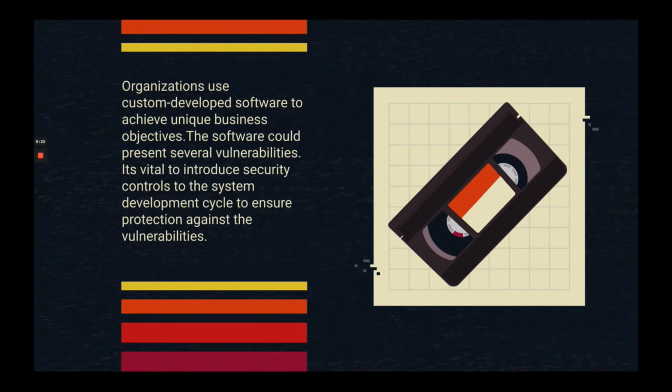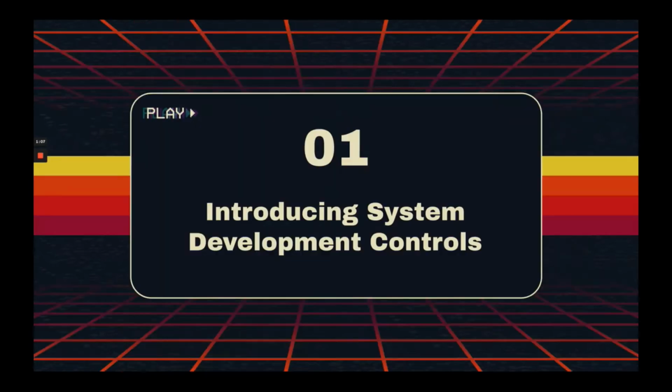To start, a little phrase from chapter 20 that I really liked. Organizations use custom developed software to achieve unique business objectives. The software could present several vulnerabilities, and it's vital to introduce security controls to the system development cycle to ensure protection against the vulnerabilities. Since this is a security course, it's interesting that this chapter is focused on the security implemented in the software development processes. Firstly, we're going to introduce system development controls.